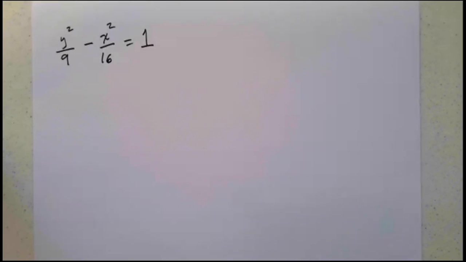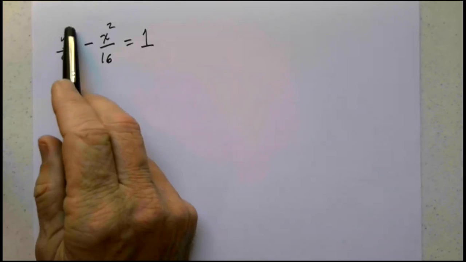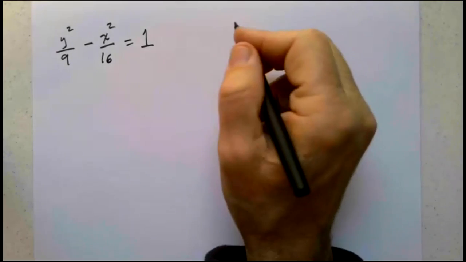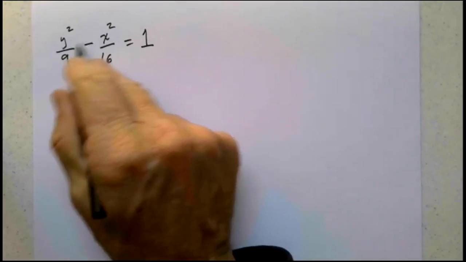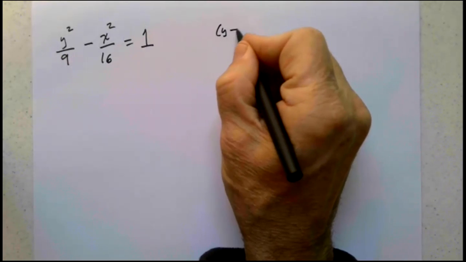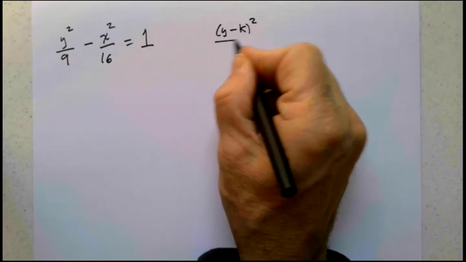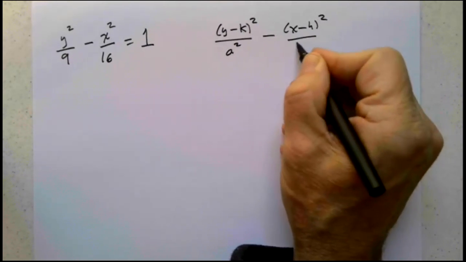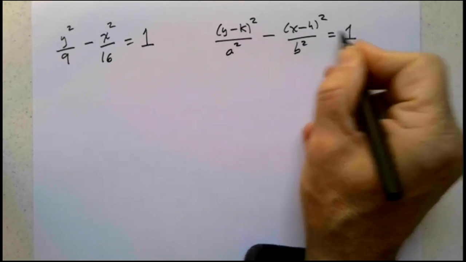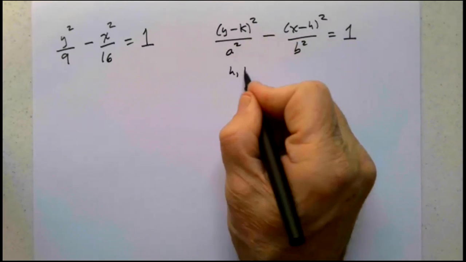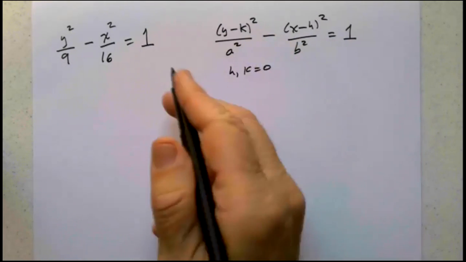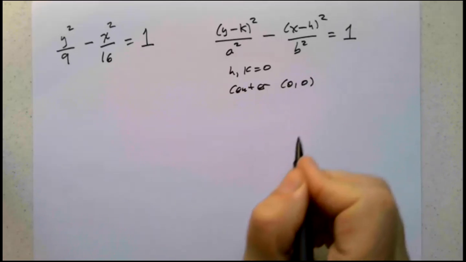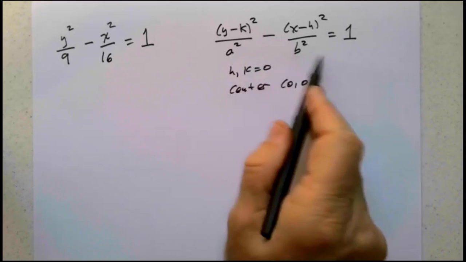Okay, this question, we have the equation of a hyperbola, y squared over 9 minus x squared over 16 equals 1. The general form for one like this would be (y minus k) squared over a squared minus (x minus h) squared over b squared equals 1. And you can see in this case, h and k are both 0. So the center of this is (0, 0). No surprise there. But now a and b define spans.